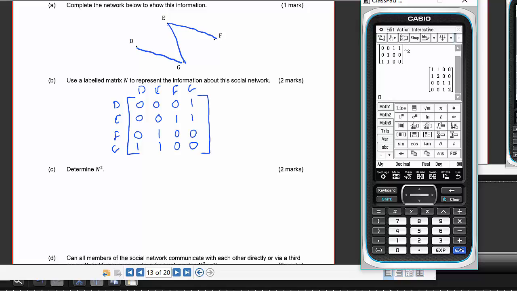And that gives us this matrix here, which we can then copy down. So 1, 1, 0, 0, 1, 2, 0, 0, 0, 0, 1, 1, and 0, 0, 1, 2.